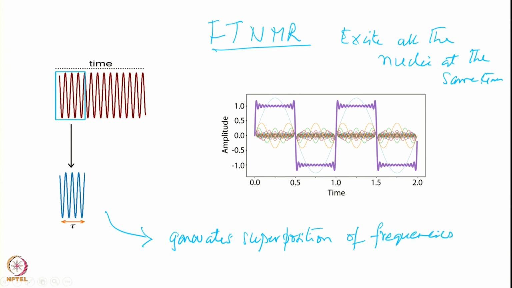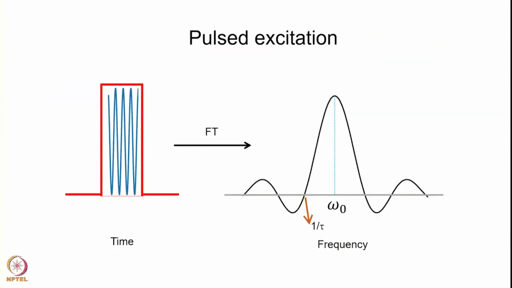And will they all have similar amplitudes? No, they need not have similar amplitudes. They will be generated with different amplitudes, and that is indicated here. See, if I apply a time domain profile which looks like this, it will generate all of these. The superposition, meaning what? Superposition of the frequencies is a Fourier transform.